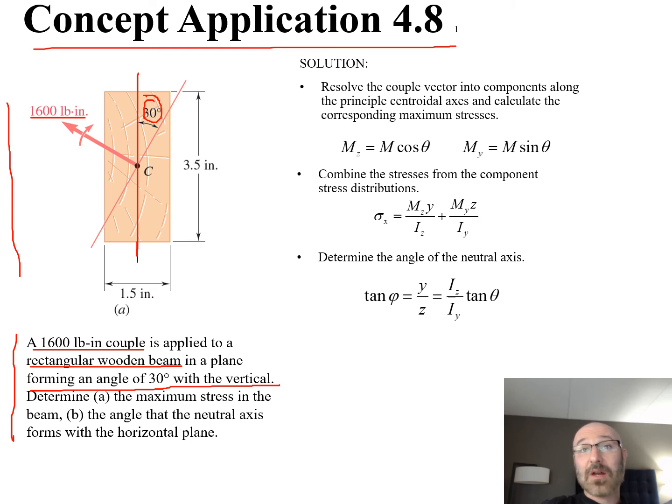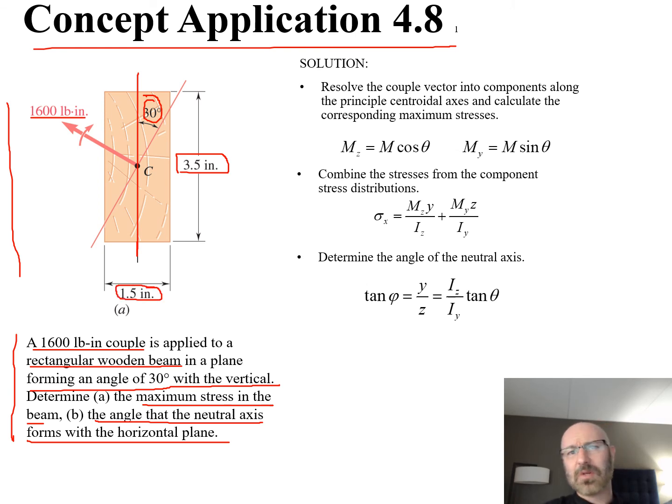Now within this, they want us to determine two different things. In part A, they want us to find the maximum stress in the beam. And in part B, they want us to find the angle that the neutral axis forms with our horizontal plane. So we need to figure out where that neutral axis is and how it corresponds to our horizontal plane. If we come back up to our diagram, we have our overall dimensions. The height is 3.5 inches. Our width is 1.5 inches.